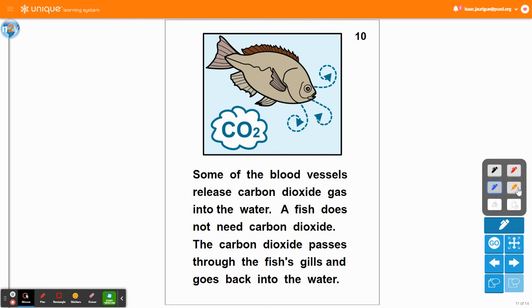Some of the blood vessels release carbon dioxide gas into the water. A fish does not need carbon dioxide. Carbon dioxide passes through the fish's gills and goes back into the water. I wonder what eats the carbon dioxide.